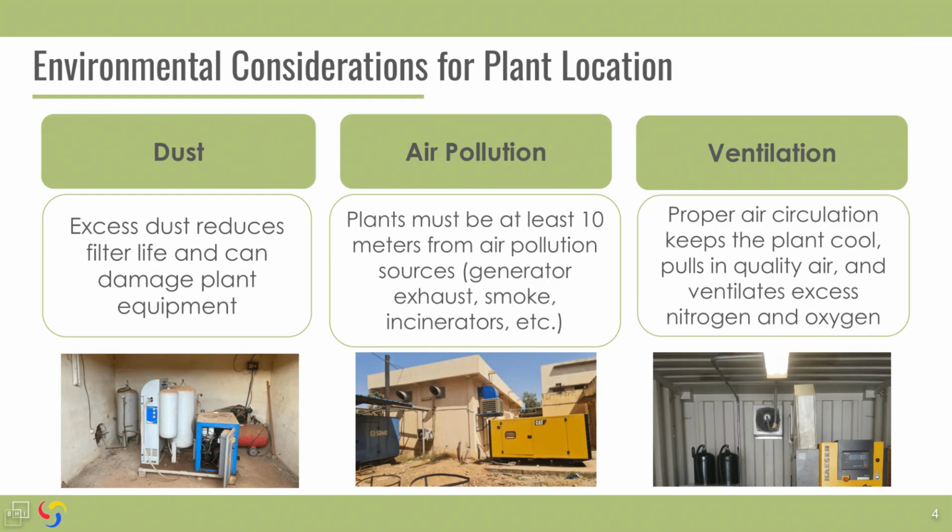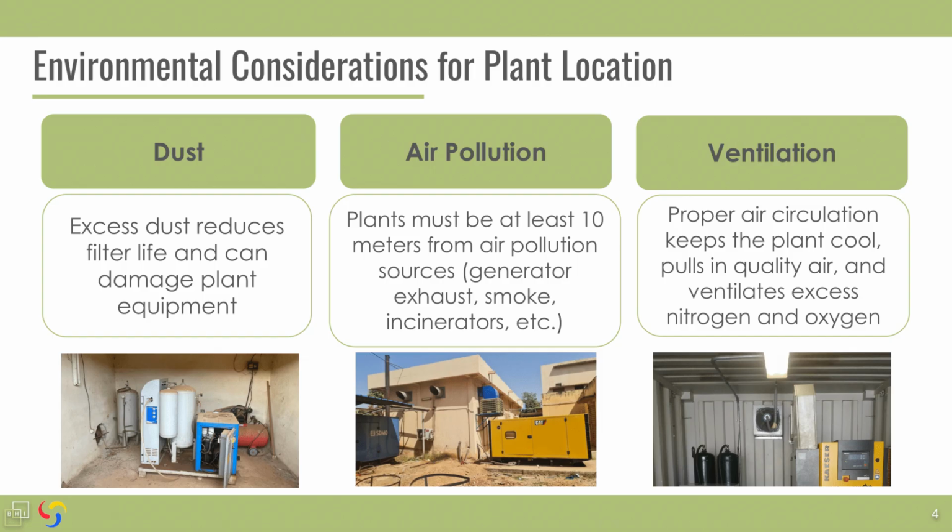The environment must also be considered when selecting a plant location. Environmental factors to consider here include dust, air pollution, and ventilation. Dust. Limit the dust intake into the plant as much as possible. Keep protection from dust in mind when selecting PSA plant locations and designing a PSA plant house. Excess dust can reduce filter life and damage plant equipment if not handled properly. If dust cannot be avoided, filters must be changed more frequently.